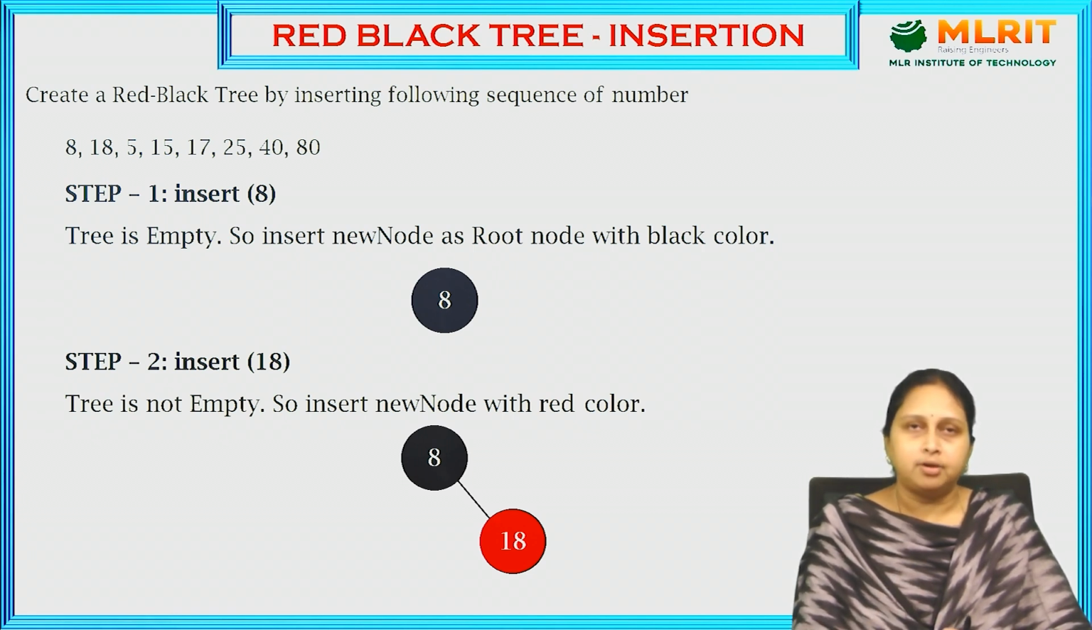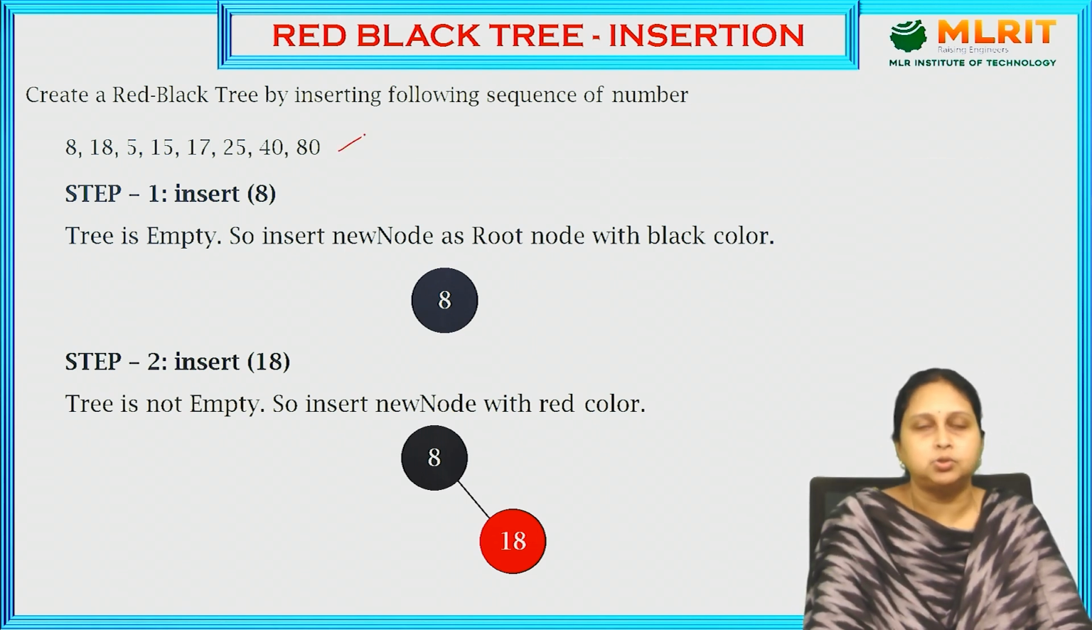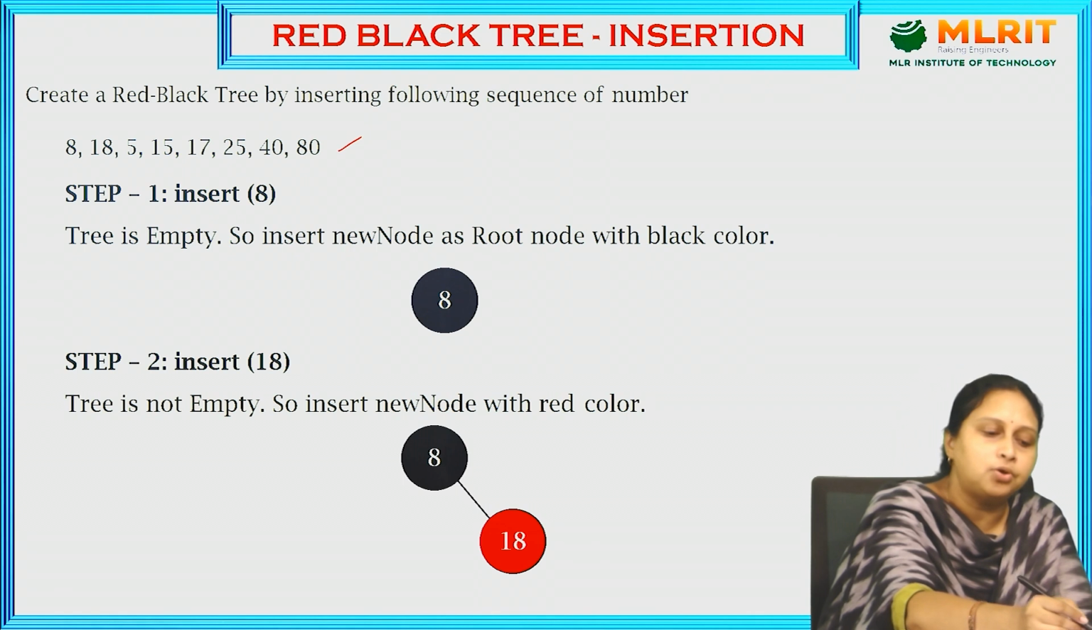Create a red black tree by inserting the following sequence of numbers. These are the elements that were given. First, I want to insert 8.